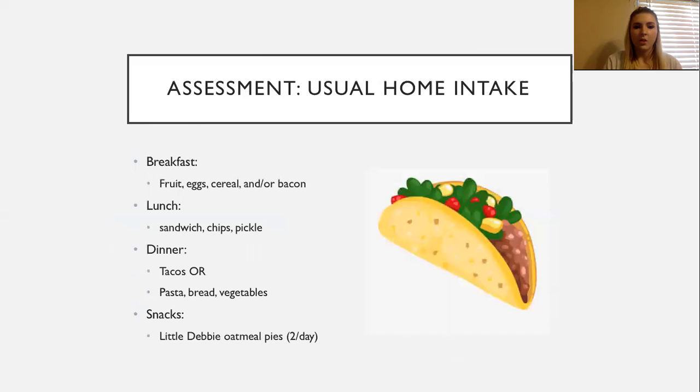What she usually eats at home: she usually has fruit, eggs, cereal, and/or bacon for breakfast, a sandwich, pickles, and chips for lunch, and for dinner, tacos or some sort of dish with pasta, bread, and vegetables. And then she said she always has 2 Little Debbie oatmeal pies for snacks every day.